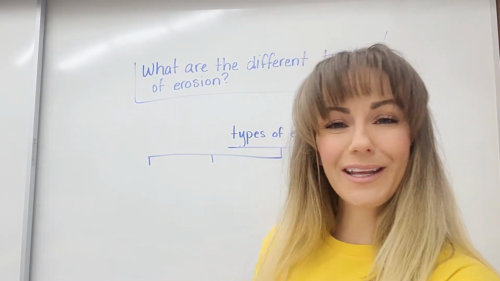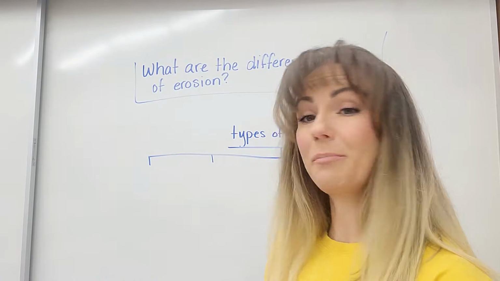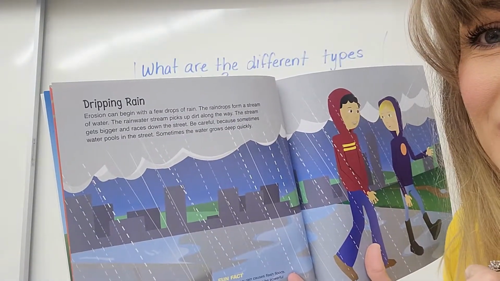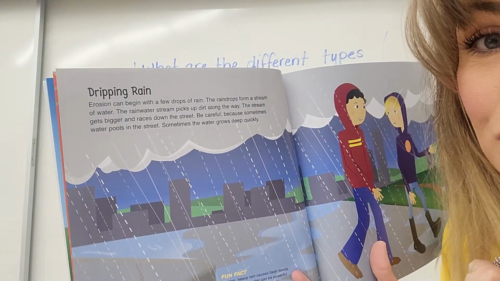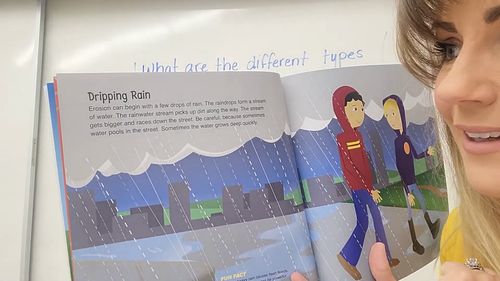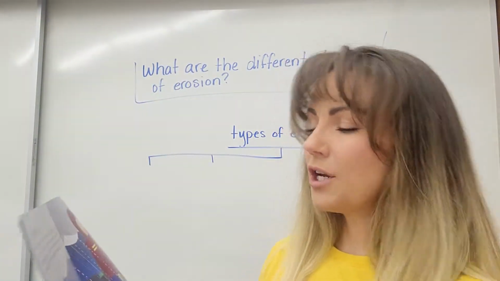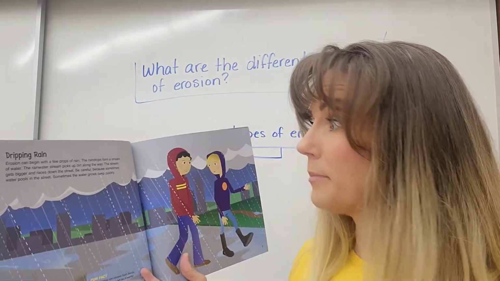On the next page, we're going to get our first type of erosion, dripping rain. Told you. Go ahead and copy that down for your first branch of your tree map. Dripping rain. Dripping rain. Erosion can begin with a few drops of rain.